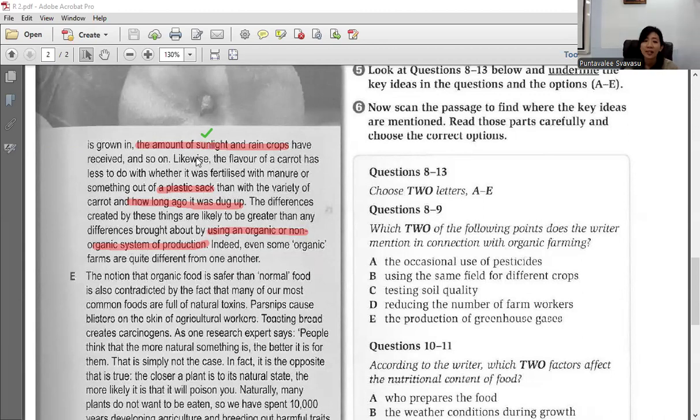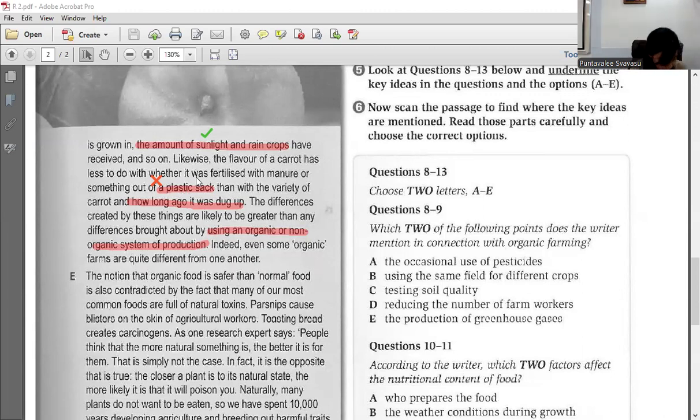Okay, let's look at this part. The flavor of carrots has less to do with whether it's using fertilizer from a plastic sack. So less to do, they would say not this part. And then they actually didn't mention where the food has been stored, because something out of a plastic sack would be fertilizer, and so they would talk about fertilizer. So this part is kind of wrong.